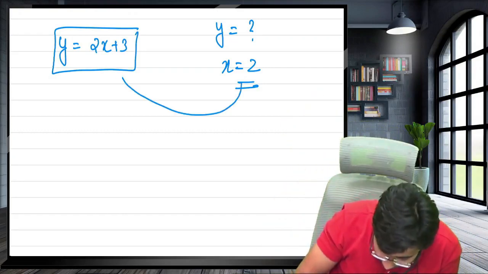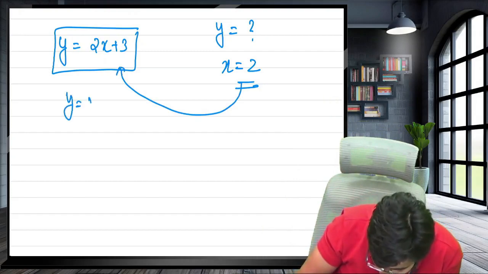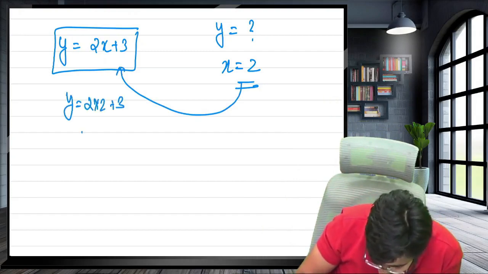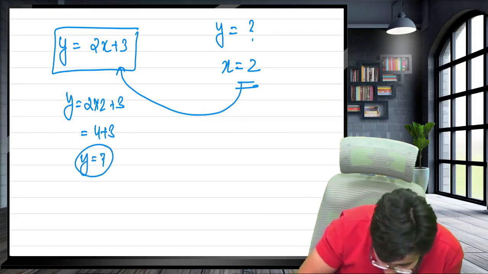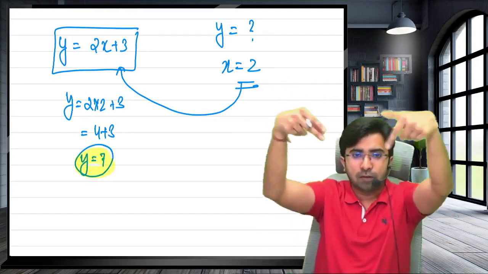Sir, we put this value of x over here. y is equal to 2 into 2 plus 3, that is 4 plus 3, that is y is equal to 7. Everyone perform this activity.